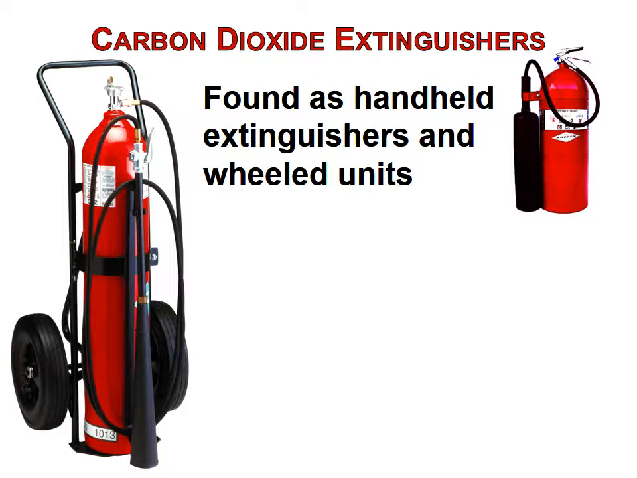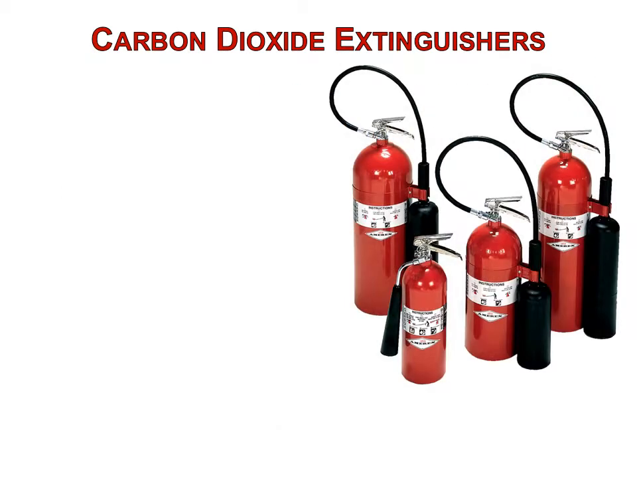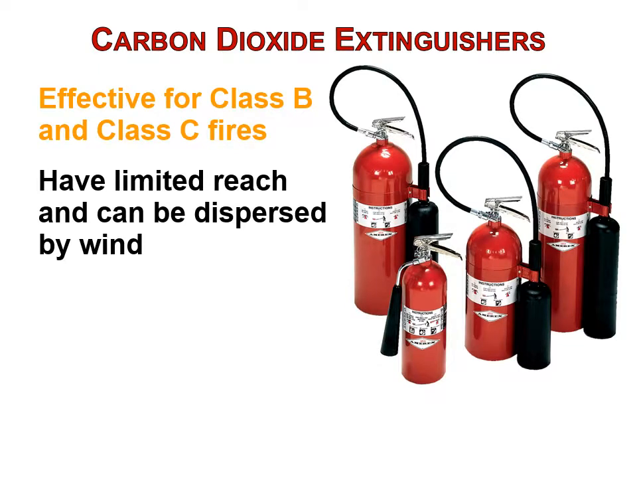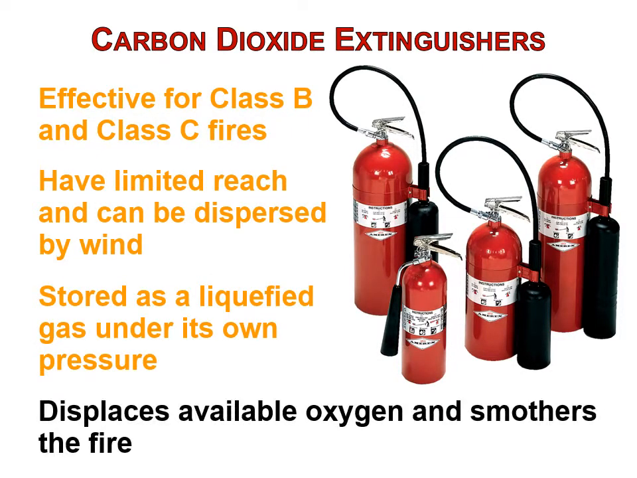Carbon dioxide extinguishers are found as handheld extinguishers and wheeled units. Wheeled units are commonly found at airports or industrial facilities. Wheeled units have a hose and a nozzle attached to the gas cylinder. Effective for Class B and C fires. Has limited reach and can be dispersed by the wind. Stores a liquefied gas under its own pressure, displaces available oxygen and smothers the fire. So you don't want to use these in a confined space.